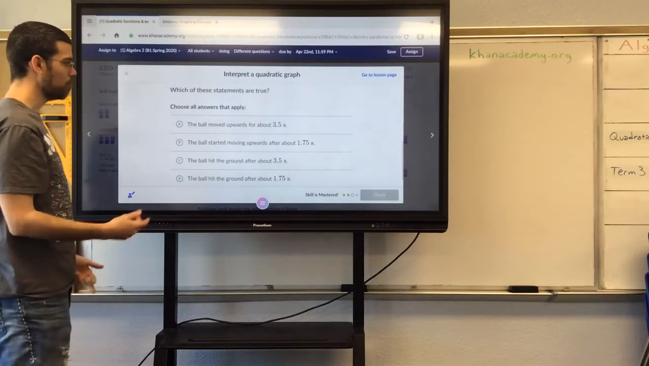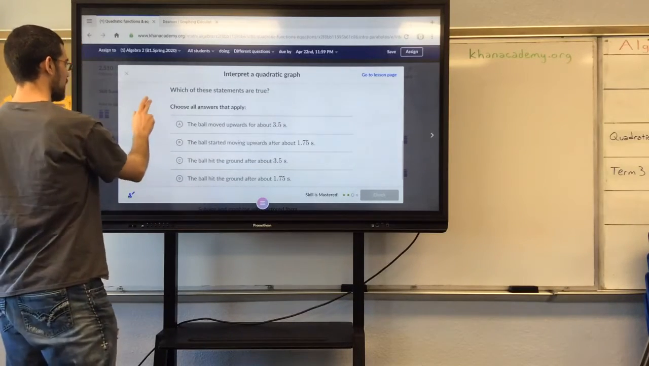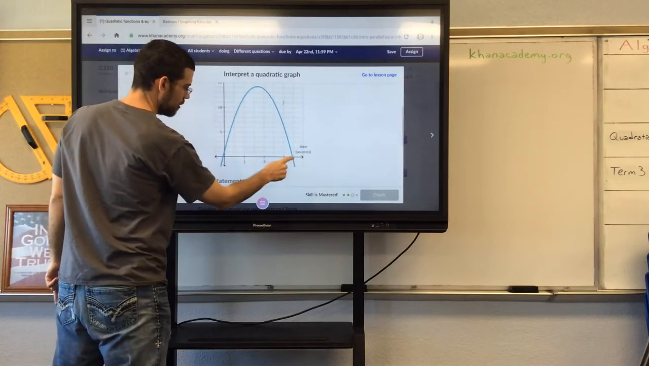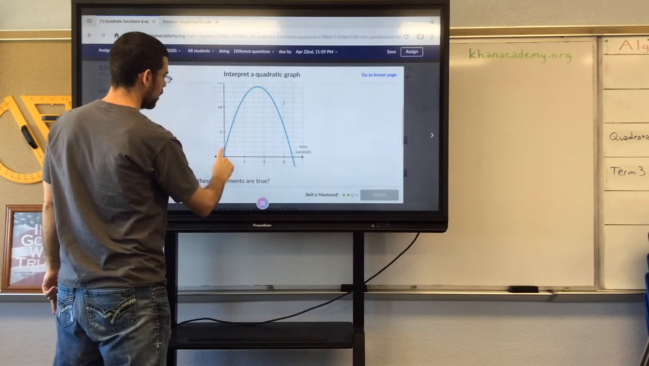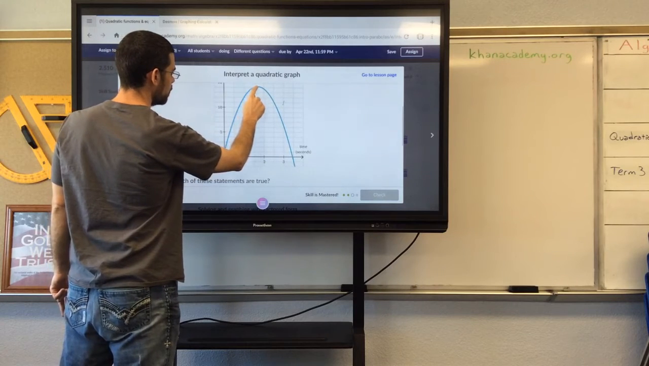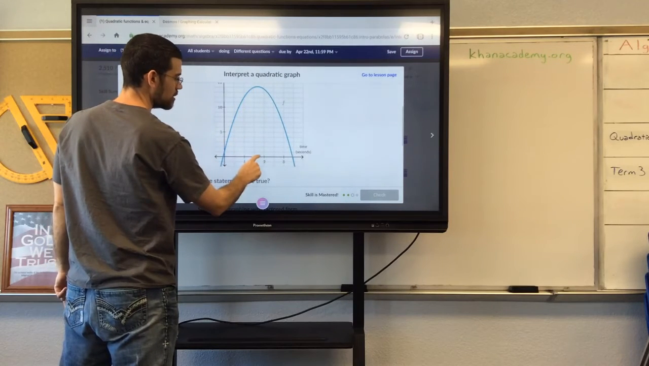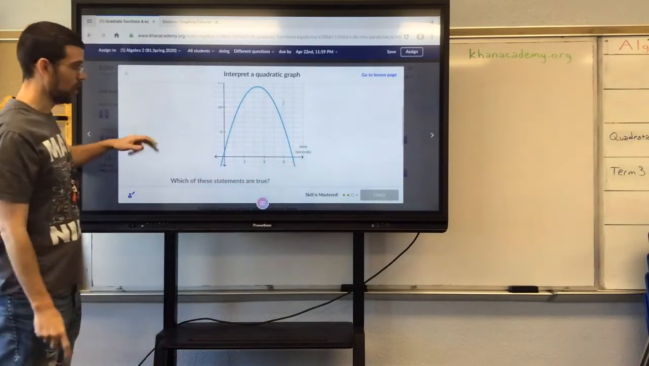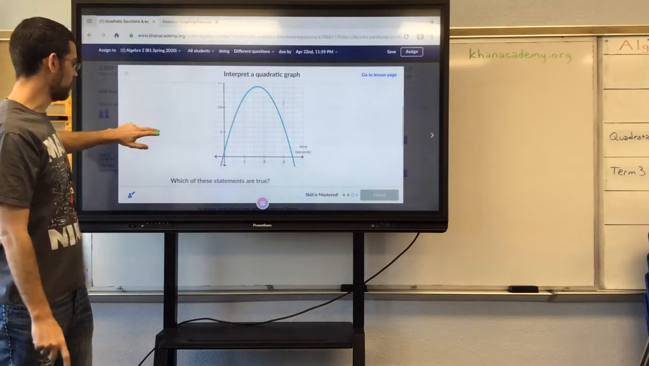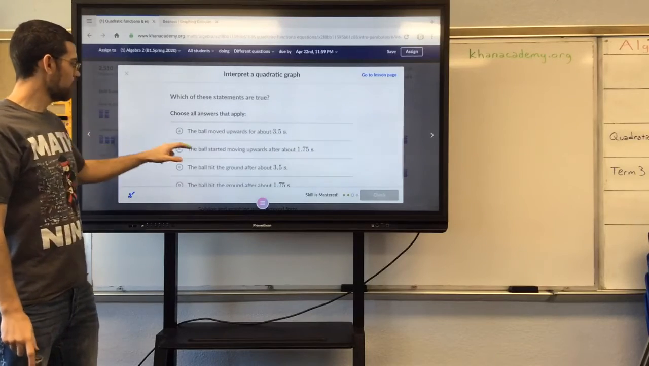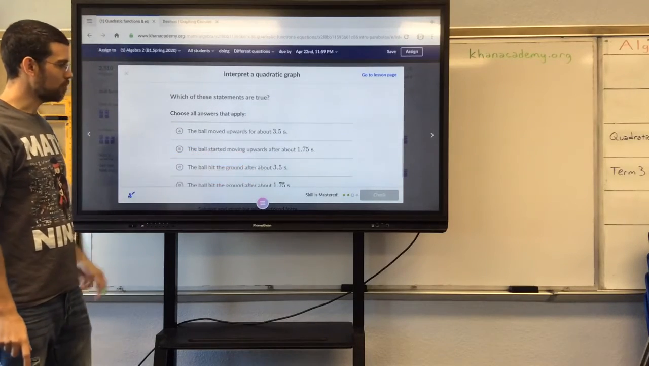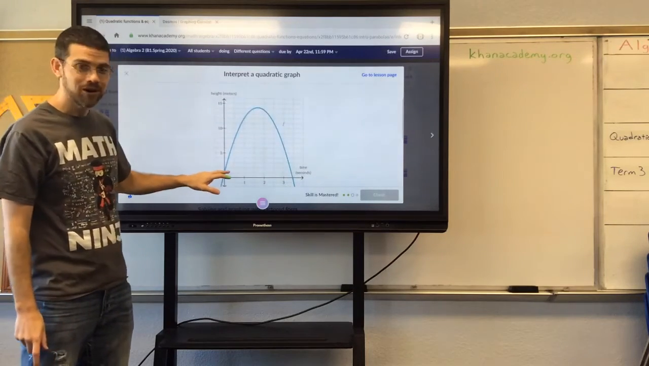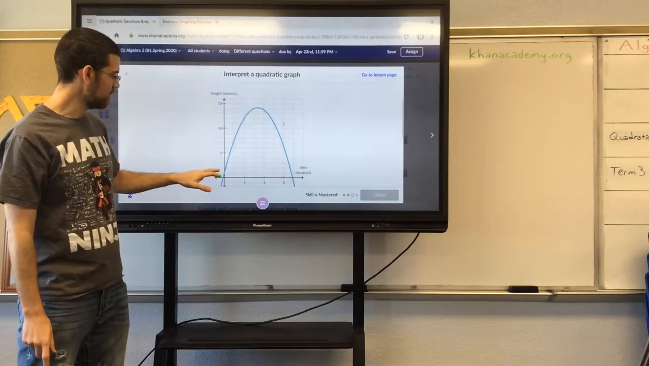The ball moved upwards for about 3.5 seconds. Well, let's look. 3.5 seconds is over here. It went up to here, but that's not 3.5 seconds. It came back down. In fact, it hit the ground before you got to 3.5 seconds, so that's false. The ball started moving upward after about 1.75 seconds. No, no, no. It started going up right when she kicked it.